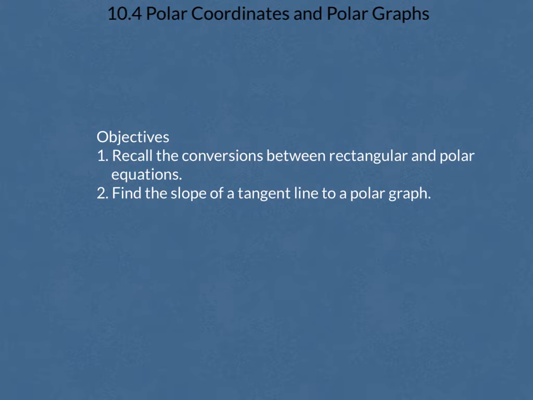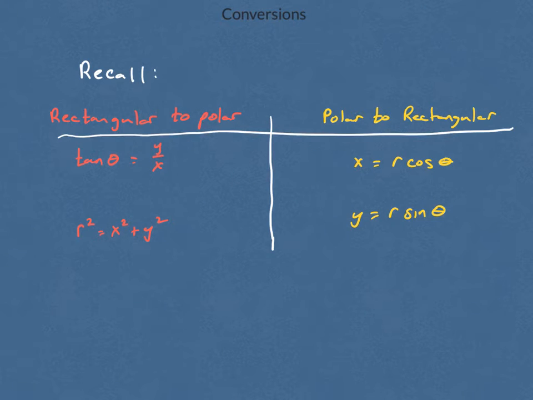Anyway, the objectives for this particular video are to recall the conversions between rectangular and polar equations, and the main one here is to find the slope of a tangent line to a polar graph. So let's get right to the conversions.